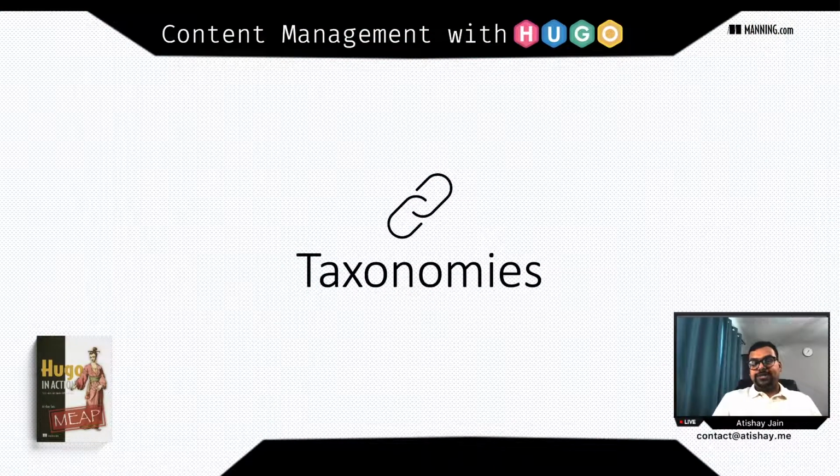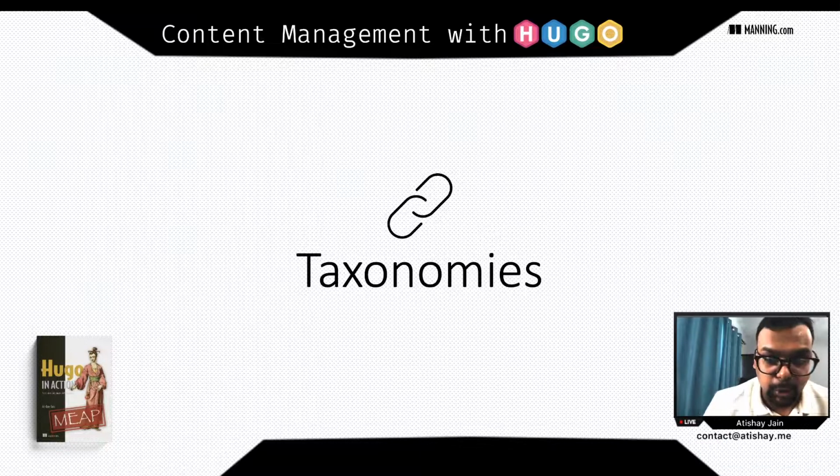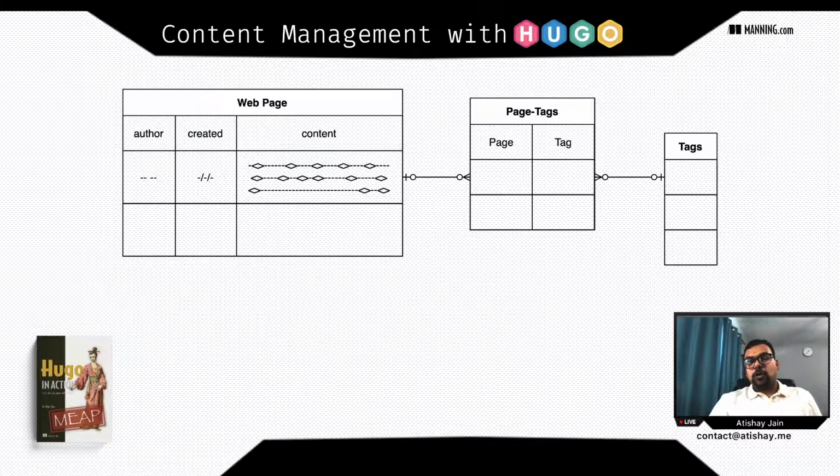I'll go into another concept of Hugo, that is taxonomies. This is one of the most important content management concepts within Hugo. To understand taxonomies, let's go back to the traditional database that we had in the traditional system. A database is not just a table for web content. A database is called a relational database because it is meant to store relations between entities. The entities are represented in tables, and then you have relationships between those tables in the form of 1:1, 1:many, and many:many relationships.